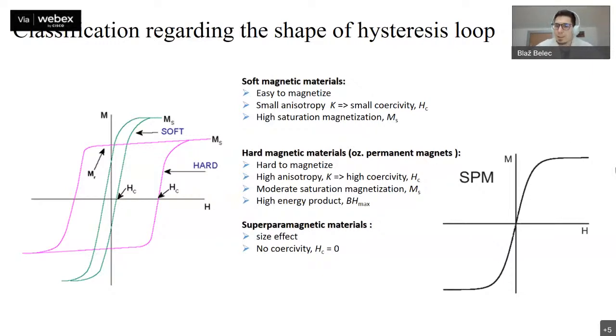And this case is, as I said, depending on the size effect. So nanoparticles. Of course, not all materials have the same superparamagnetic limit. It differs from material to material, but usually it's from around 50 nanometers to 20 nanometers or below.